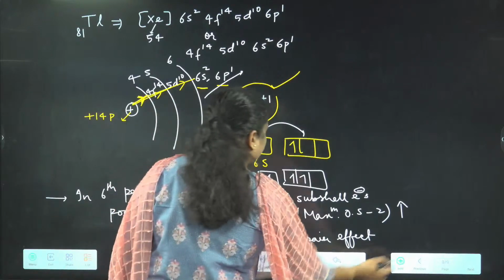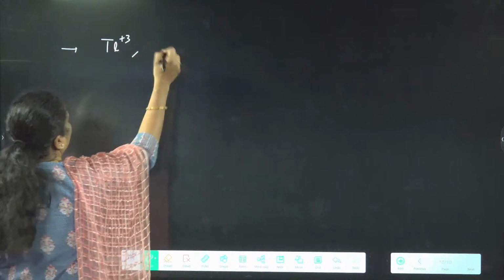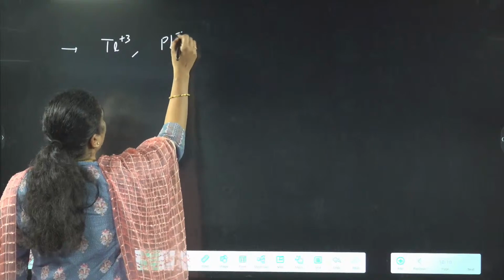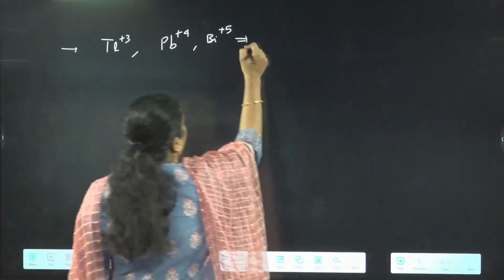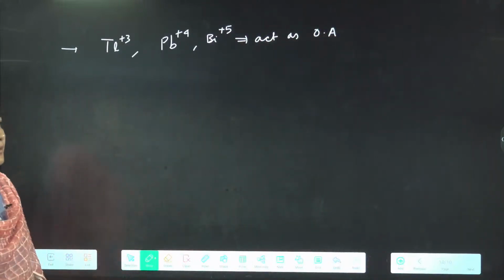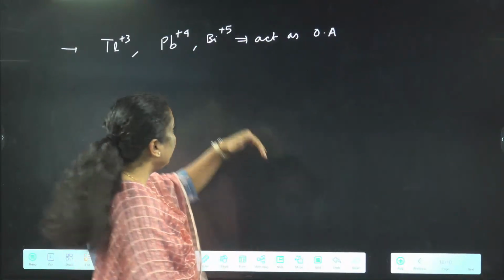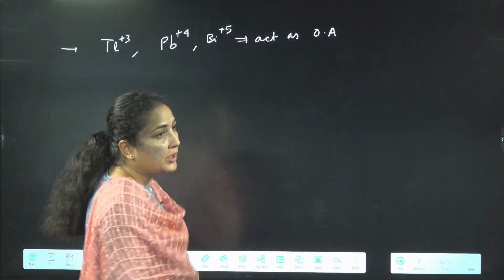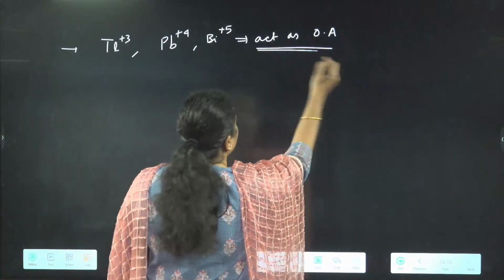Okay. So we can also write the impact of this, that is thallium +3, then lead after that, Pb +4, and bismuth +5, right? They act as oxidizing agents. Why do they act as oxidizing agents? Because they will oxidize others and take electrons so that they can convert Bi +5 to +3, Pb +4 to +2, thallium +3 to thallium +1. Getting it? They act as oxidizing agents.